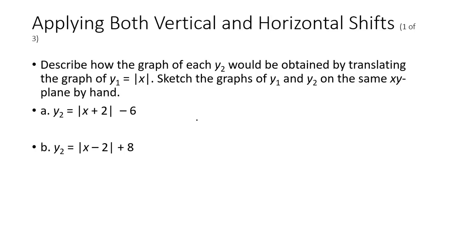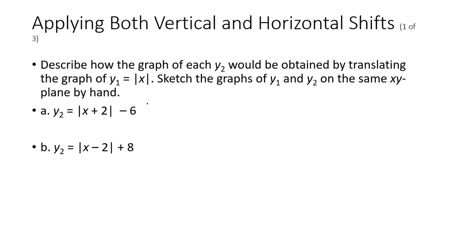We can apply both vertical and horizontal shifts. Describe how the graph of each of y1 and y2 would be obtained by translating the graph of y is equal to absolute value of x. Sketch the graphs of y1 and y2 on the same xy plane by hand.